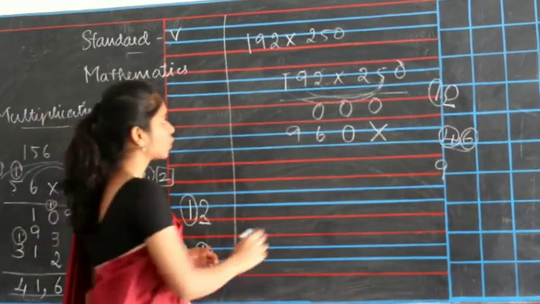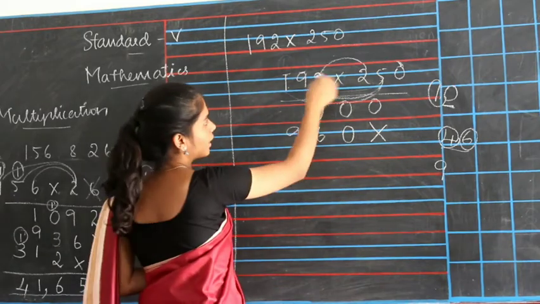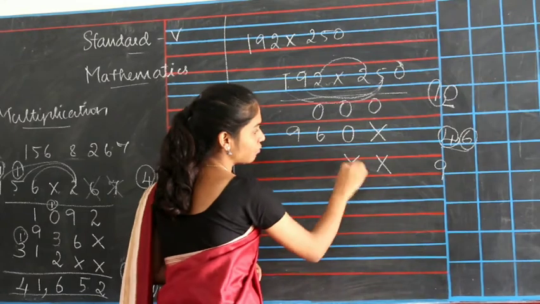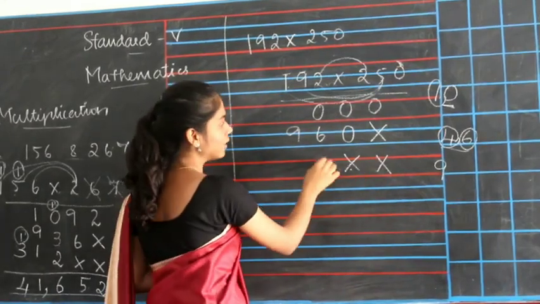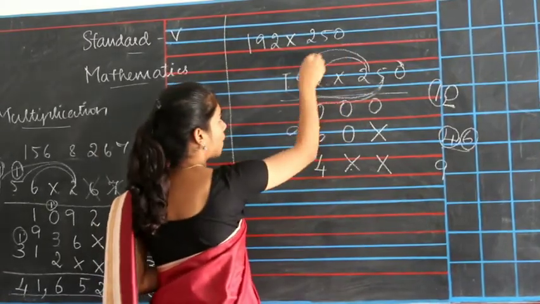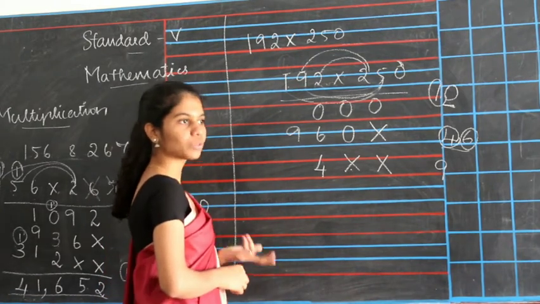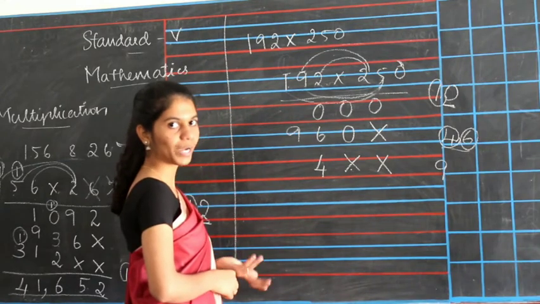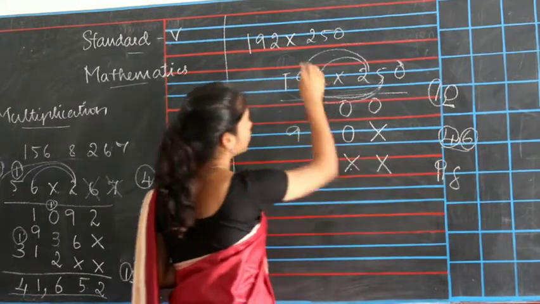So now 2 multiplied with the first unit number, 2 into 2, 2 2s are 4. For that you have to leave 2 spaces, right? So you will cancel out the 2 spaces and write 2 2s are 4 here. Now 2 multiplied with 9. 2 1s are 2, 2 2s are 4, 2 3s are 6, 2 4s are 8, 2 5s are 10, 2 6s are 12, 2 7s are 14, 2 8s are 16, 2 9s are 18. So 18 you got, there is no carry.